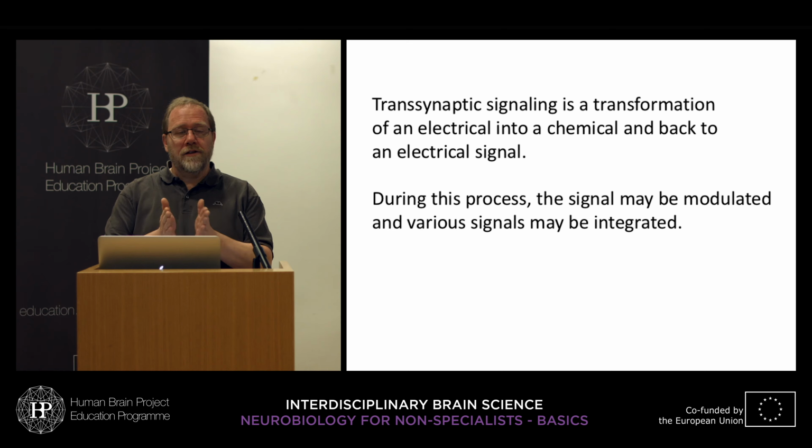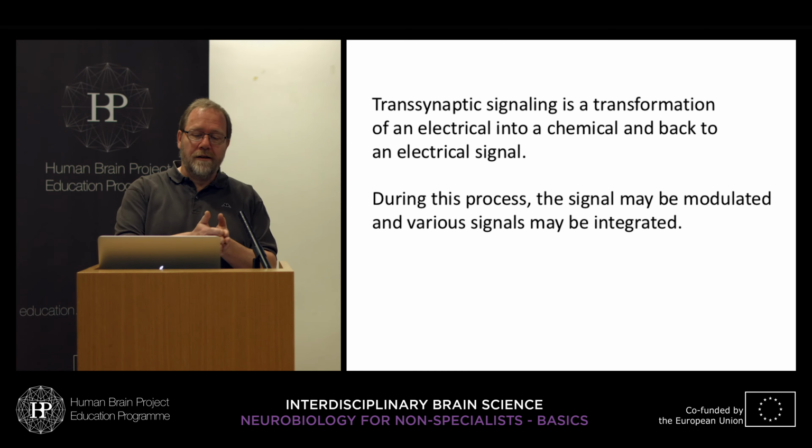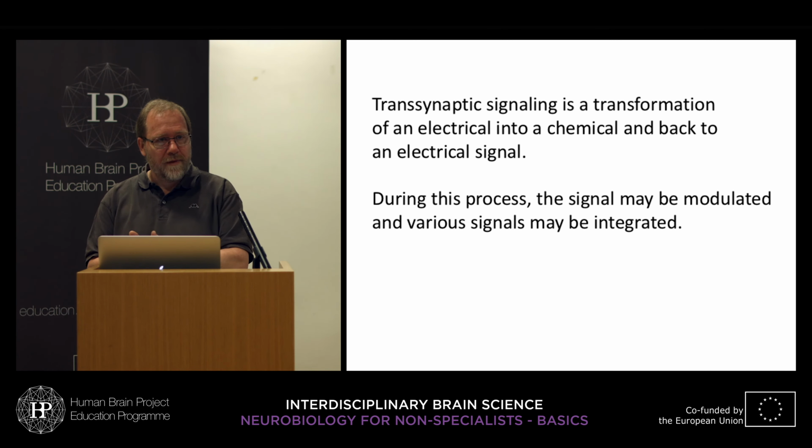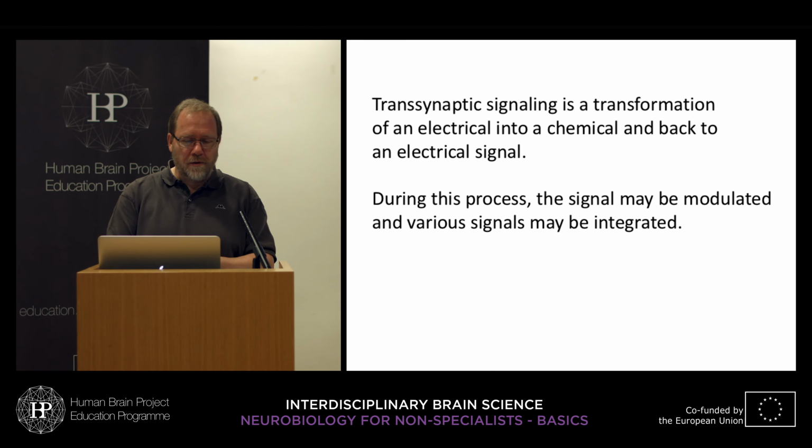Just to recapitulate what we have seen in this first lecture, it's basically transsynaptic signaling, which is a transformation of an electric signal into a chemical signal and back into an electric signal. During this process, the signal might be modulated and various signals might be integrated. And that's what you will learn in the subsequent lectures of this course. Thank you for your attention.